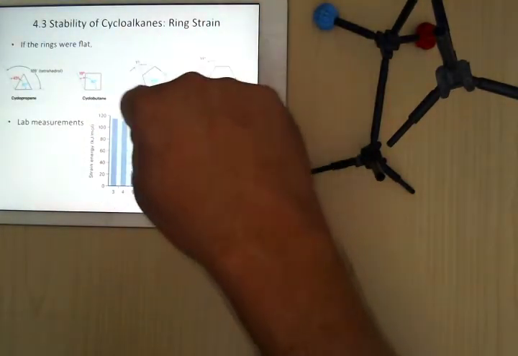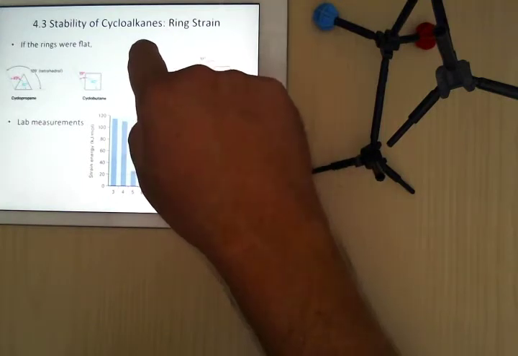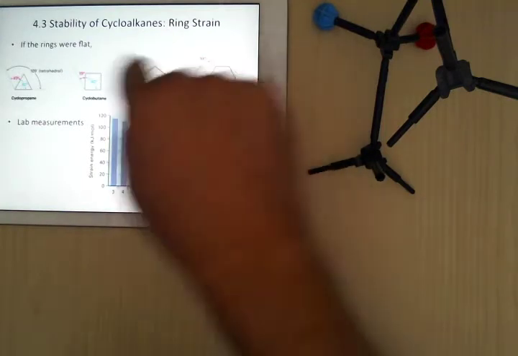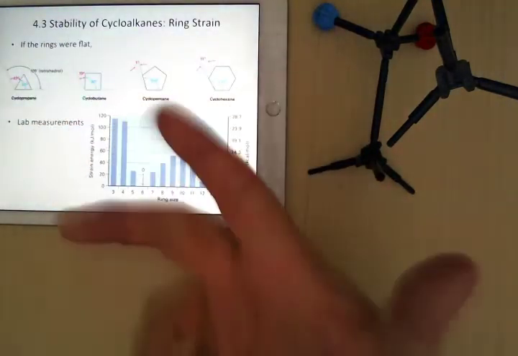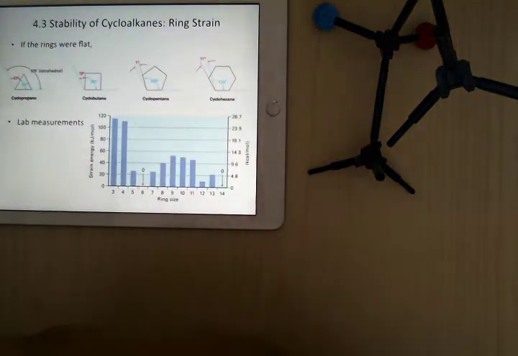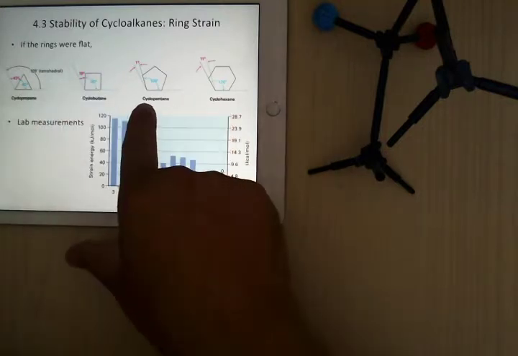And so what you would see, if they were flat, is that the 5-membered ring of these 4 should be the most stable. So they did lab measurements where you basically burn them, and the more energy it gives off, the less stable it is, and stuff like that. And so for here, 3, 4, yeah, that's what you would expect. But it turns out that this is more stable than that.